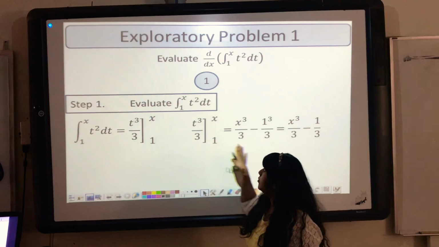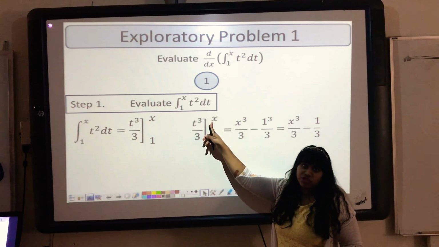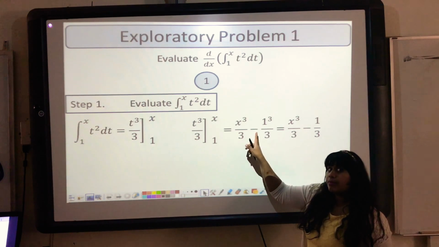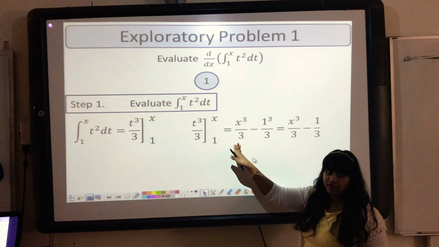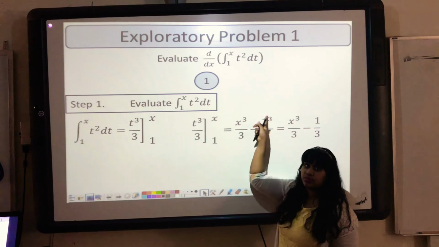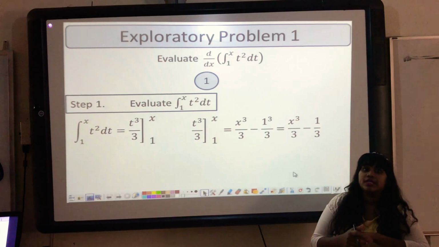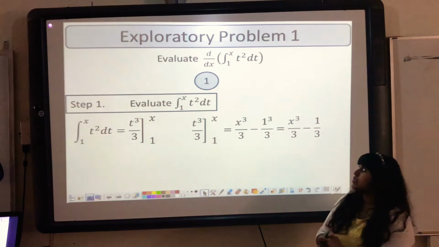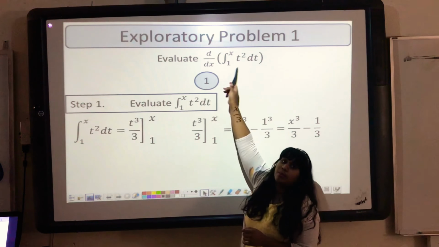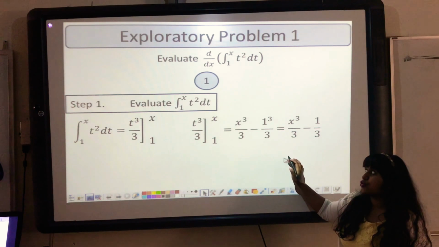Then we can plug it in. If I plug in my x, it's just going to replace all my t, so that becomes x cubed over 3 minus, so f of b minus f of a. Here's my a, 1 plugged in becomes 1 cubed over 3, or just 1/3. So I finish with x cubed over 3 minus 1/3. But I'm not done, because we've only accounted for what's inside the parentheses. We have to account for what's outside of it, and it's asking us to take the derivative.